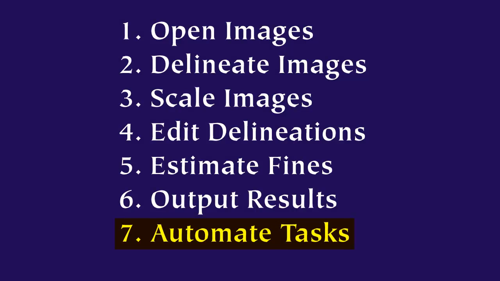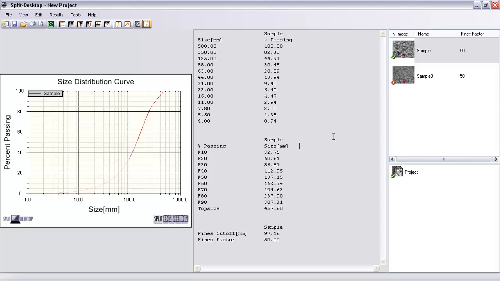Automate tasks. So now we have gone from inputting our digital images of fragmented rock to creating a size distribution curve. Some of the new features in Split Desktop version 3.0 allow for automation of some tasks and for better organization of your images. This window here is the layout window.